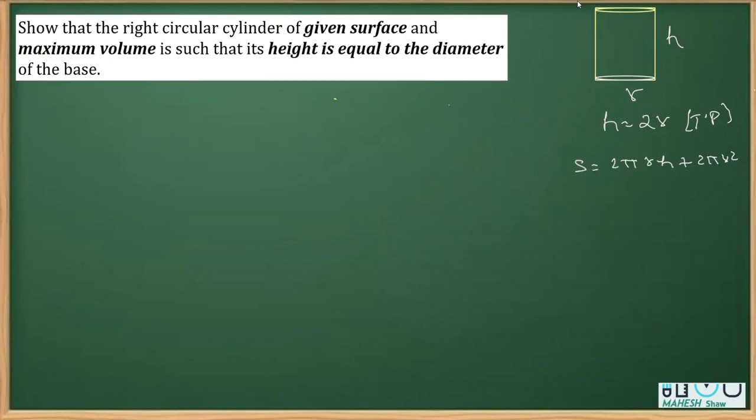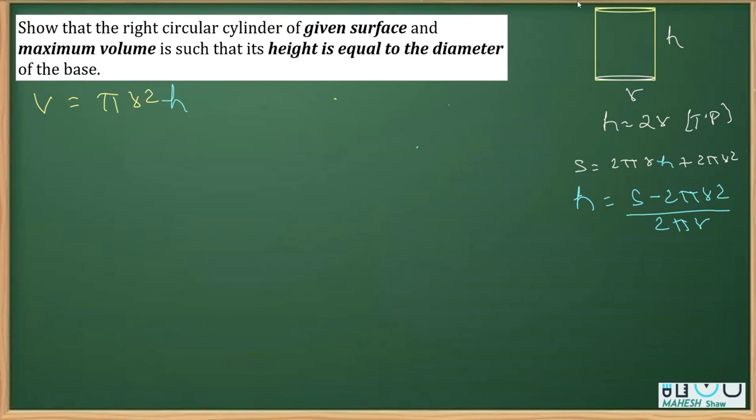Now we can see that we have to maximize the volume, and the volume of a cylinder is pi r square h. We can observe here there are two variables. So I'm going to replace h in terms of a constant. If I isolate h from here, on transposing 2 pi r square to the left hand side, it is minus 2 pi r square, and that divided by 2 pi r. So h can be written like this in terms of s and r.